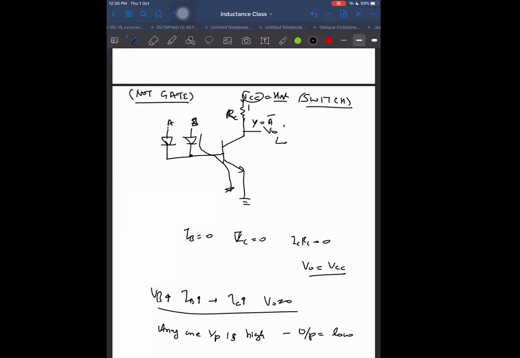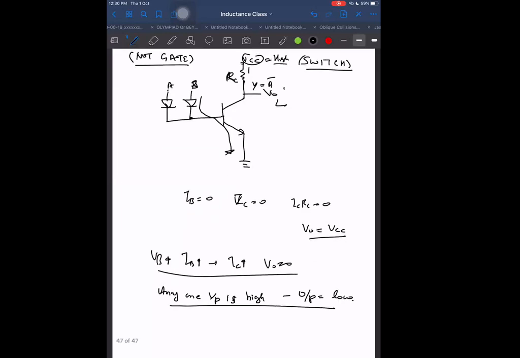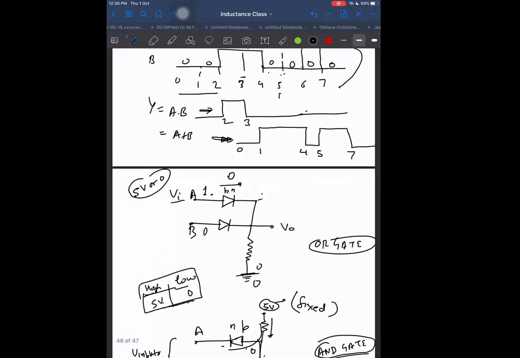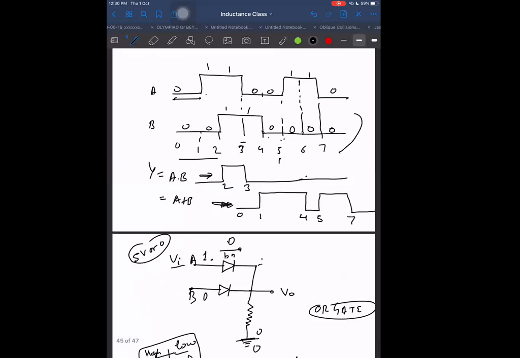Which kind of gate is it? NOR gate. Wait, let me check once. In a NOR gate, what happens? In a NOR gate, if any one of the inputs is high, then the output is low, I think. Right only, I think, sir. If any one of the inputs is high, then the output becomes low. That happens only in a NOR gate.